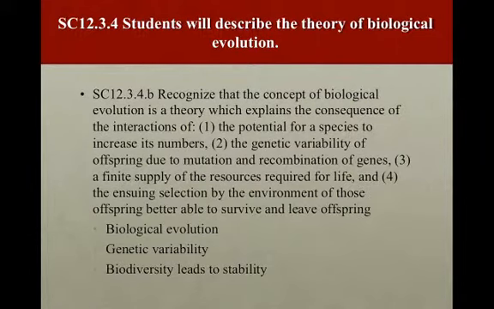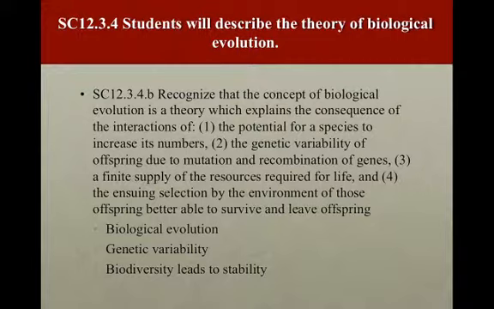Okay, recognize that the concept of biological evolution is a theory which explains the consequence of the interactions of the potential for species to increase in numbers, genetic variability of offspring, a finite supply of resources, and ensuing selection by the environment, and leaving offspring better able to survive. That's biological evolution. Genetic variability can be maybe a new species moves into the area, brings in a whole new genetic variables that are able to maybe change the way that species survives in that environment.